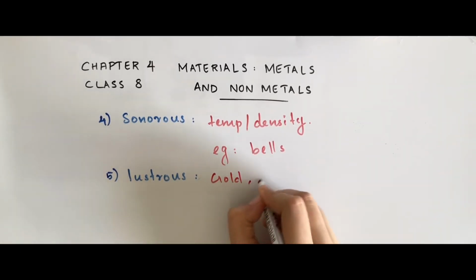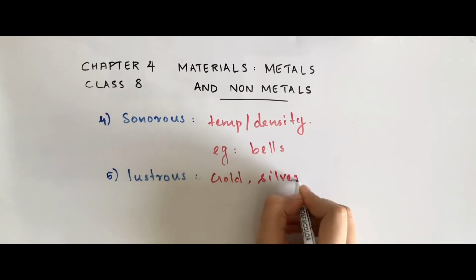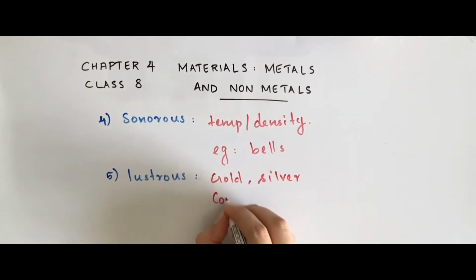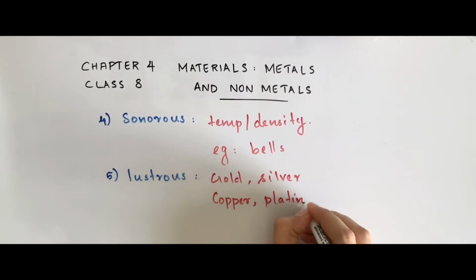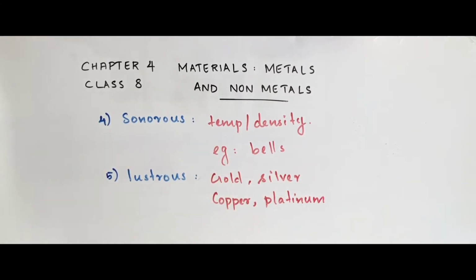Gold, silver, copper, platinum. These are the main examples because they have a very shiny appearance. So gold, silver and platinum are used for jewelry, and copper is also very shiny, as these reflect the light which falls on them.